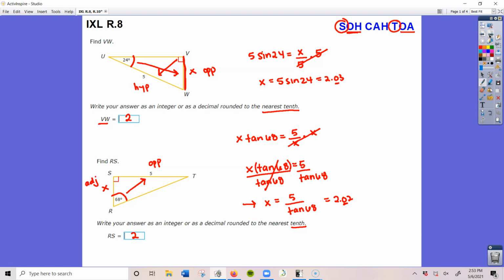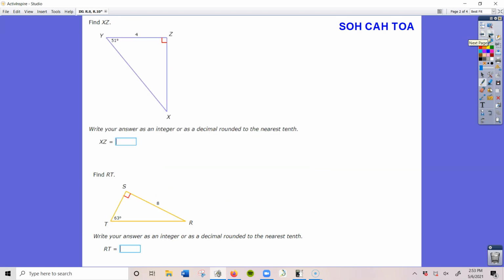Let's try a couple more, and then we'll move on to R10. Here we want to find the length of XZ, which is this side here. So I'm going to call this x. Now here's my angle. The x is the opposite. The 4 would be the adjacent. Since the adjacent is always the side that is next to the angle, like that's one of the sides of the angle, but not the hypotenuse. The hypotenuse is always that longest side directly across from the 90.